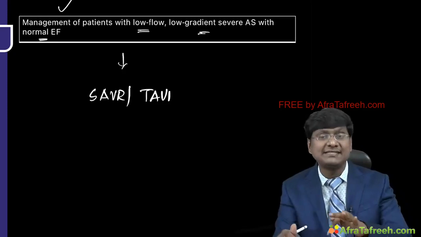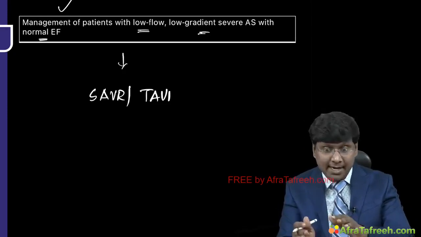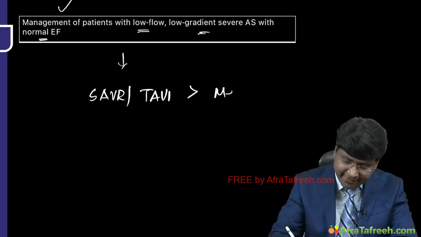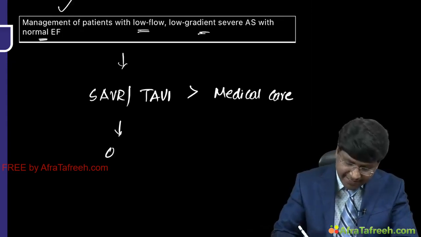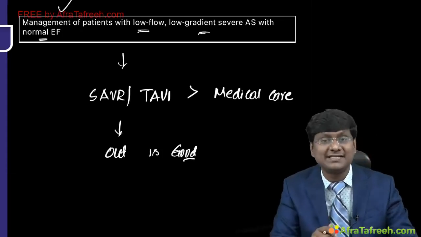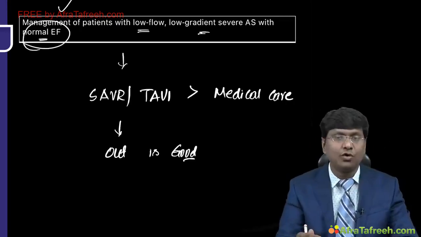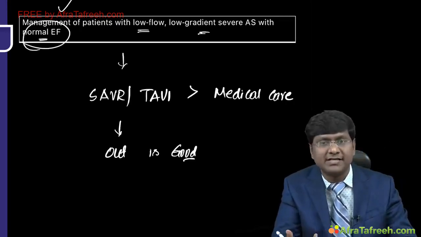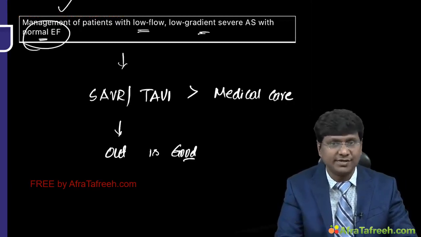So whenever you do this SAVR, that is surgical aortic valve replacement or TAVI, compared to medical care, right? Compared to medical care, the outcome is good when you do either SAVR or the transcatheter aortic valve implantation. So normal ejection fraction with low flow, low gradient severe AS, what do we call it as? Paradoxical low flow aortic stenosis, right?